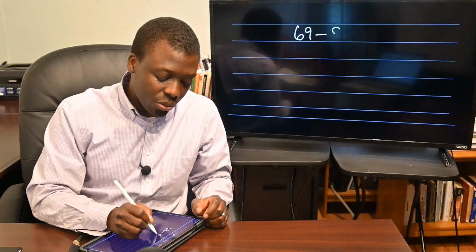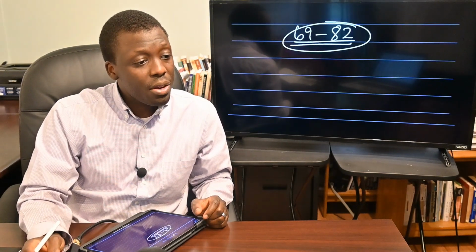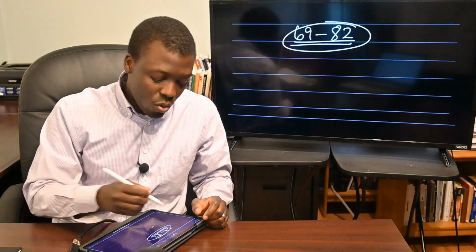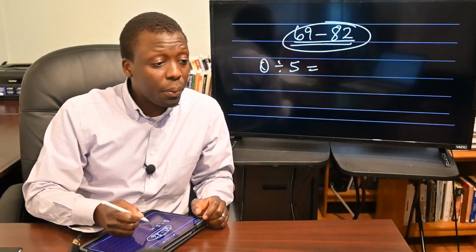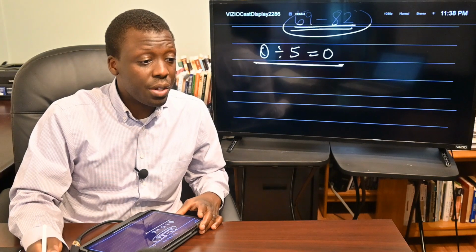So I hope you see what they're looking for in this section. In the next section, it says in exercises 69 to 82, simplify the given expression. If the answer doesn't exist or is undefined, write undefined. So when you have 0 divided by 5, for example, in number 70, we know that the answer is just 0, right? I apologize, the PowerPoint will come back on here in 1 second. So when you have 0 divided by 5, it's just 0.